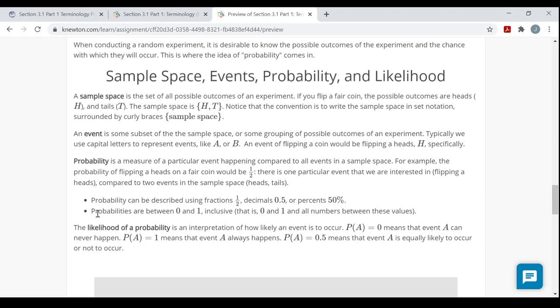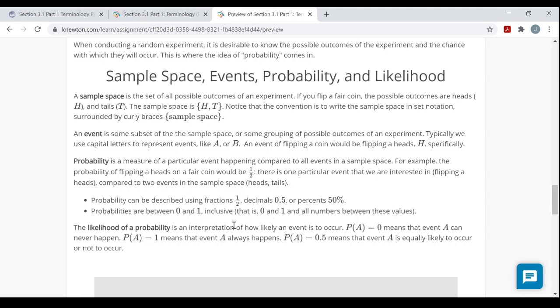And probabilities, this is key here too. Please remember this. Probabilities are always going to be from 0 to 1. Never bigger than 1, never less than 0. So you're never going to have a negative probability. Or, if you're writing percentages, from 0 to 100%. But you'll never have a probability greater than 100% or less than 0%.